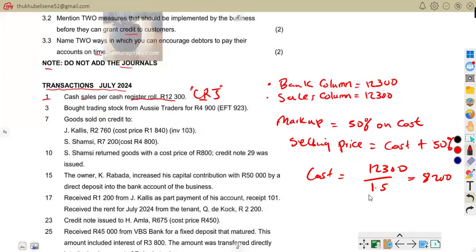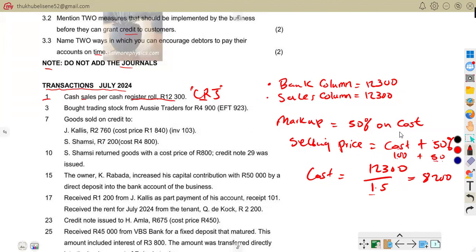8,200. Why are we saying 1.5? Because cost is 100 plus 50, which gives us 150, which is 1.5. I've said our products are always at 100% cost. We produce at 100%, so now we have this markup of 50. So selling price is cost plus markup.